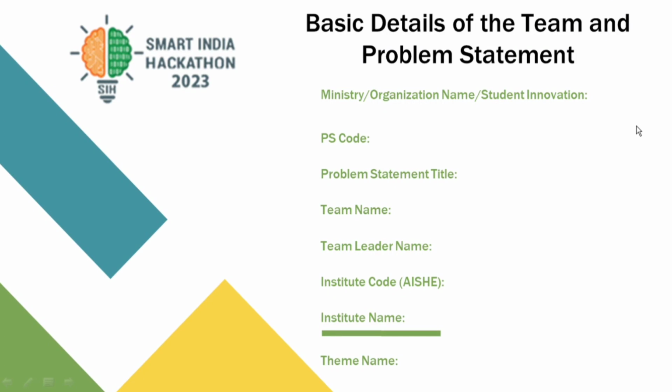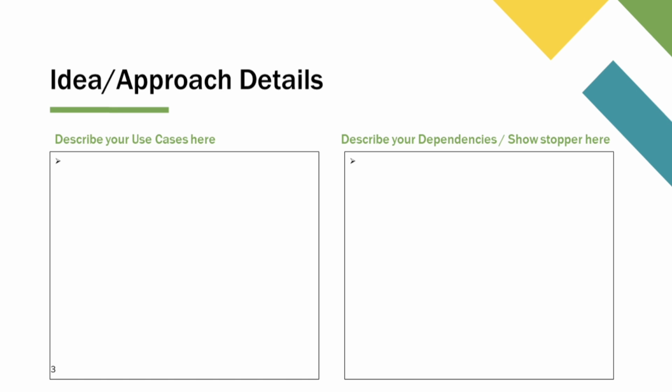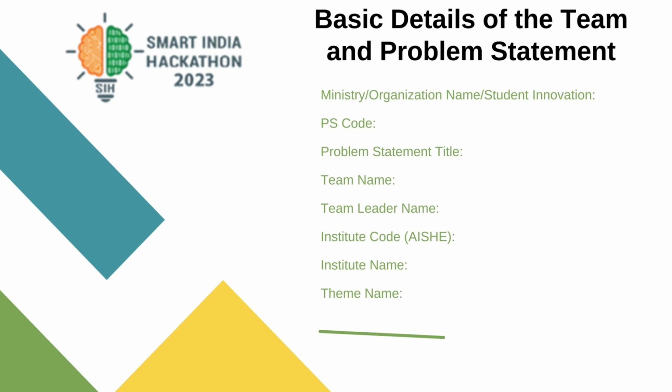Okay, so now let's go to the first slide. What is expected here? While understanding this template, I'll be explaining it to you one by one, and once I show you the blank template, I'll also be navigating you through the first version of the template that I and my team filled as part of the winning team. So the first point is ministry slash organization slash student innovation.